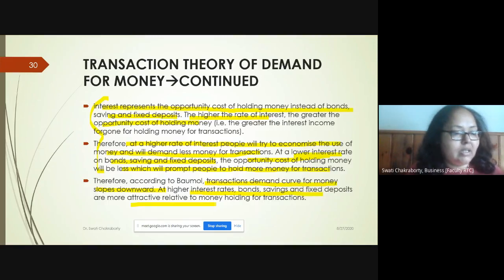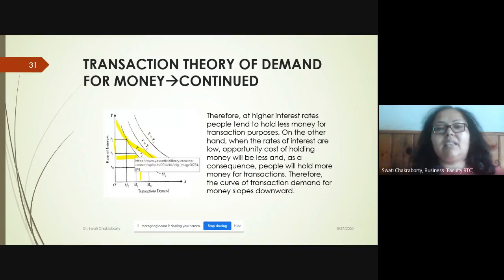Okay, right. So that's exactly what it says: when it's a higher rate of interest, people hold less money for transaction purposes. Now when the interest rate goes down, what happens? Demand for money increases more and more. People are holding more money, right? Because the opportunity cost of holding money is less, people will hold more money for transactions, and hence the curve is downward sloping. The transaction demand for money curve is downward sloping.